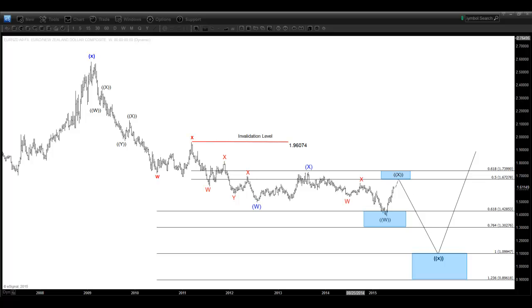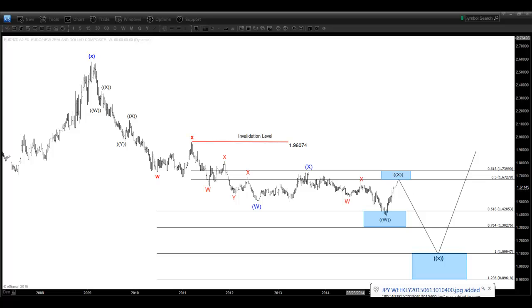In this video, I'm going to take a look at the Euro commodity cross. These are the two pairs that are not part of the 42 instruments that EWF currently covers, but I've been tracking these two pairs, which are the Euro New Zealand dollar and the Euro Canadian dollar.